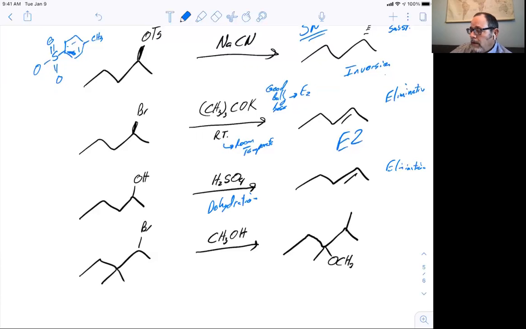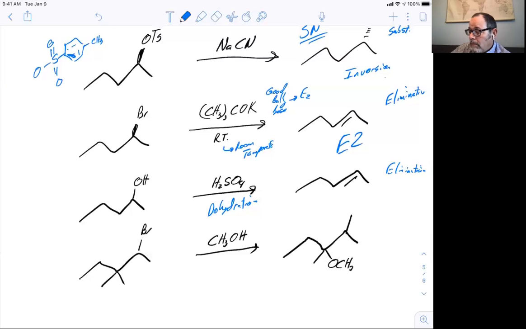And is there a good base here? No, the only base is a little bit of water that's in sulfuric acid. And so there's no good base. I'm only adding an acid, dehydration. This is an E1, okay? And part of that is knowing that there is no good base here. So we're not going to be driving this reaction forward like we would in an E2 reaction with a good base.